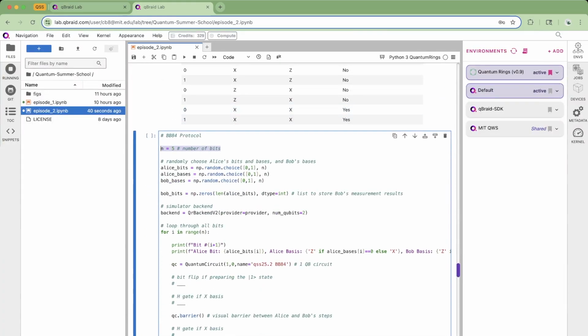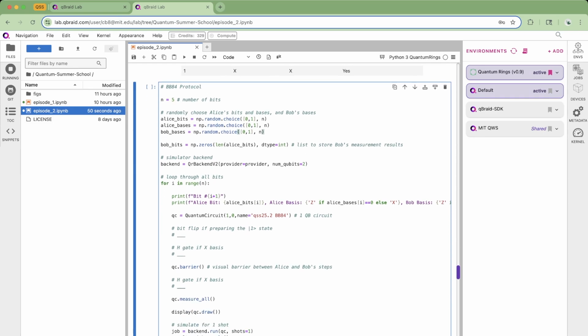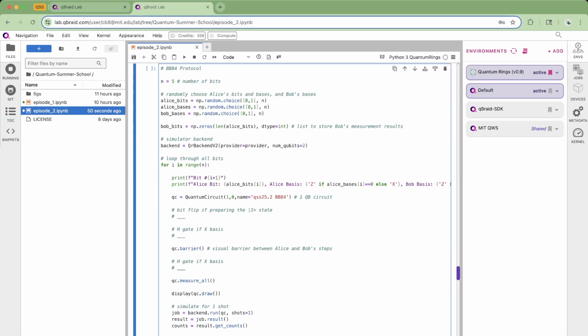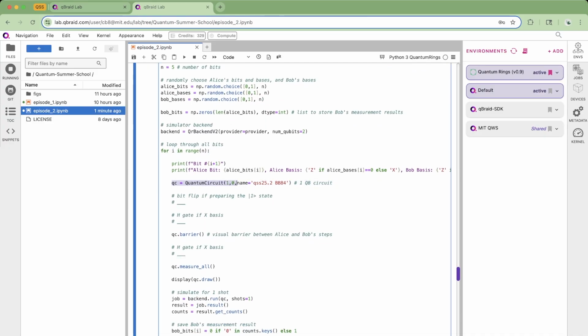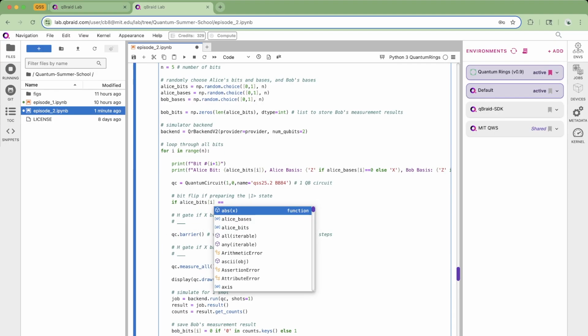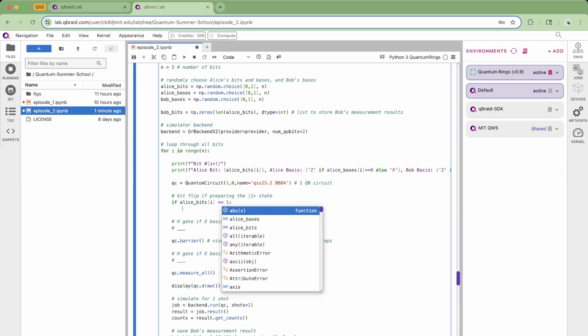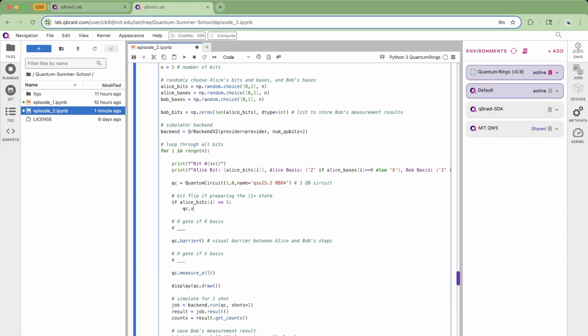So let's say we have 5 bits. Alice is going to randomly choose 0 or 1, and then Alice and Bob are both randomly going to choose bases. So 0 would be the Z basis and 1 would be the X basis. And then for each of the bits, we're going to make a quantum circuit with 1 qubit. And then if Alice chose the bit 1, then she needs to apply an X gate to flip the state of our qubit.